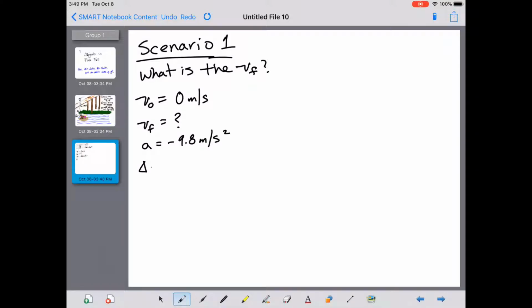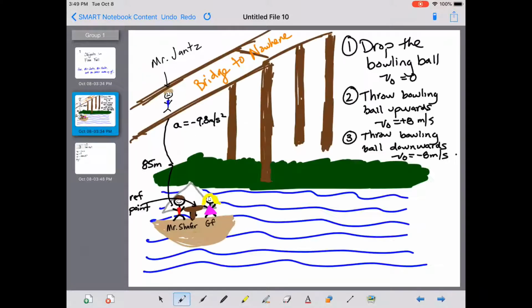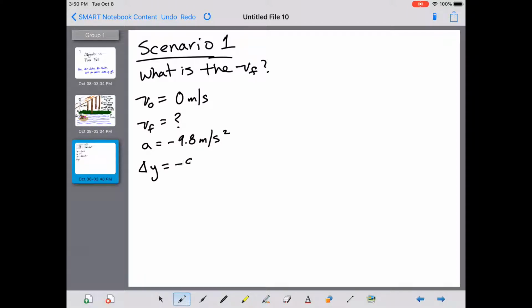The change in Y, and the reason I'm calling it the change in Y is because if you can imagine a scale, I've got the Y world and the X world, all right? Up will be the positive Y direction, and to the right will be the positive X direction. So if I'm going down, like this ball is going down, my change in Y is going to be negative 85 meters. All right? And I also don't know time.